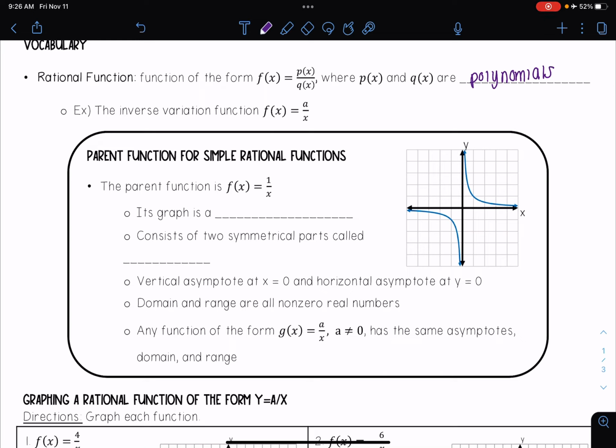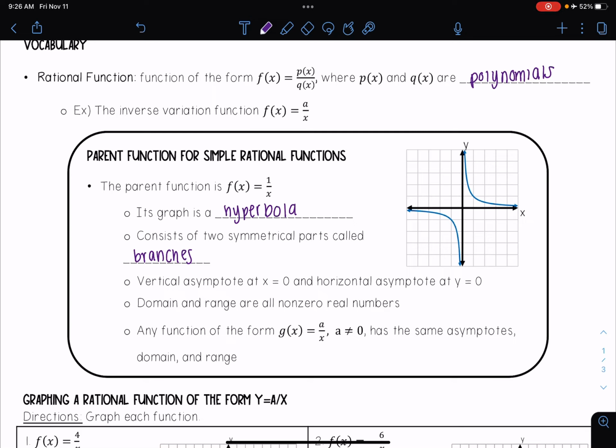And the parent function for simple rational functions is f of x is equal to 1 over x, and its graph is called a hyperbola. A hyperbola consists of two symmetrical parts called branches, which you see here. I see on the left this blue graph that's in the third quadrant, and then another part of the blue graph, which is in the first quadrant.